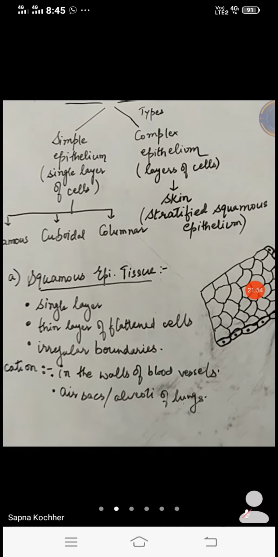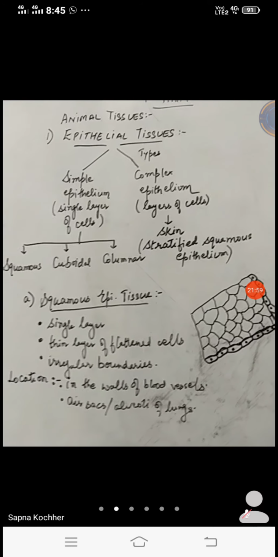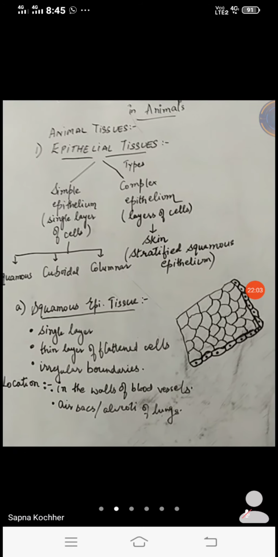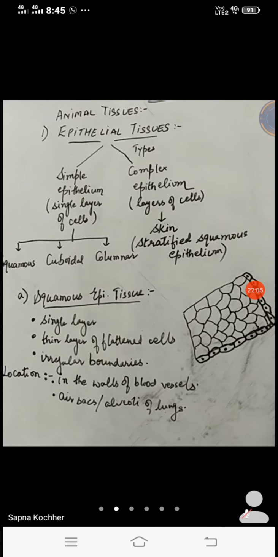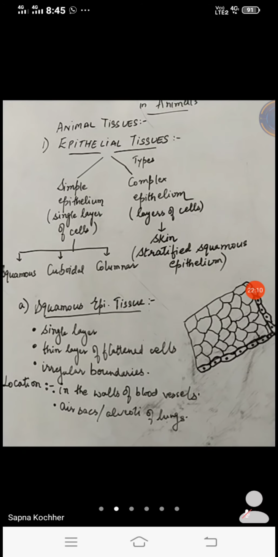Fine. So this is a squamous epithelial tissue. Clear? Only this much detail is more than enough. That is required according to your NCERTs also. So you have to study your NCERT thoroughly for this chapter again, right? So this was squamous epithelial tissue.